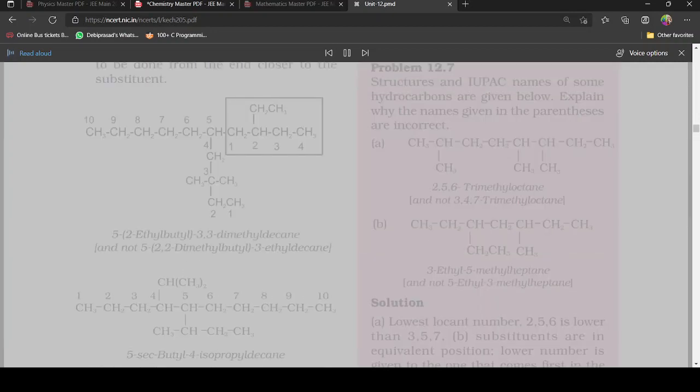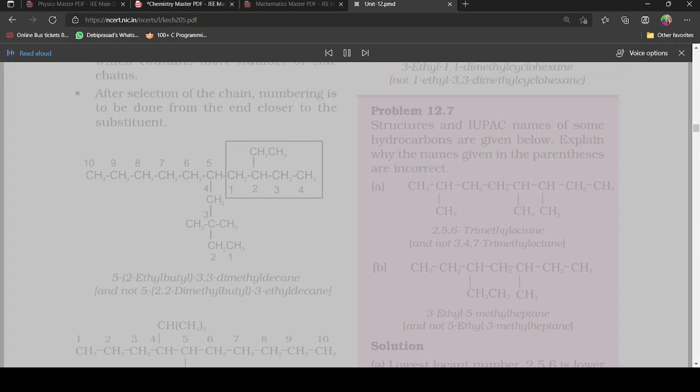Problem 12.7. Structures and IUPAC names of some hydrocarbons are given below. Explain why the names given in the parentheses are incorrect. 3-ethyl-1,1-dimethylcyclohexane, not 1-ethyl-3,3-dimethylcyclohexane. 2,5,6-trimethyloctane, and not 3,4,7-trimethyloctane. 3-ethyl-5-methylheptane, and not 5-ethyl-3-methylheptane.